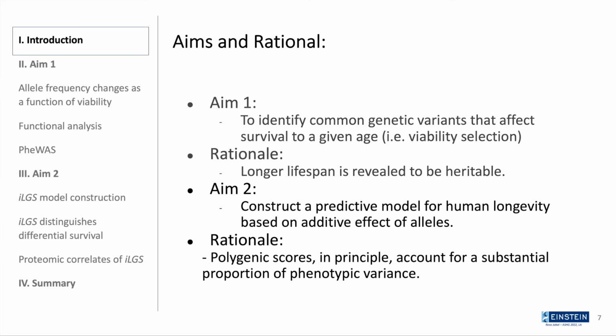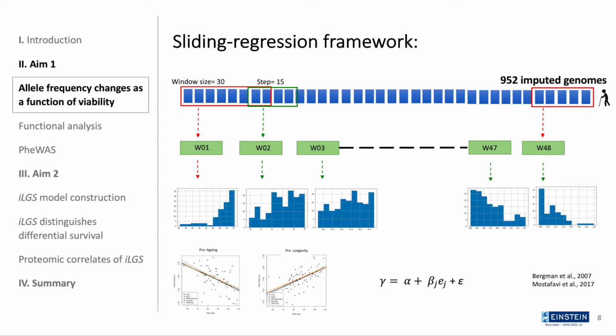Our second objective is to construct a predictive model for human longevity based on the additive effect of alleles. The underlying rationale is the fact that polygenic scores should, in principle, account for a substantial proportion of the phenotypic variance. We adopted a method to examine whether individual genetic variants or sets of genetic variants currently influence viability. In this framework, colloquially named sliding regression, we track allele frequency changes in consecutive overlapping sub-gene pools that are sorted based on definitive age at death of participants in the Einstein longevity cohort.